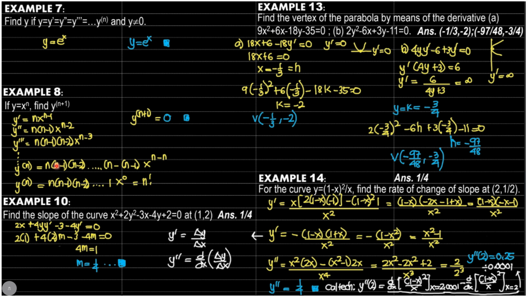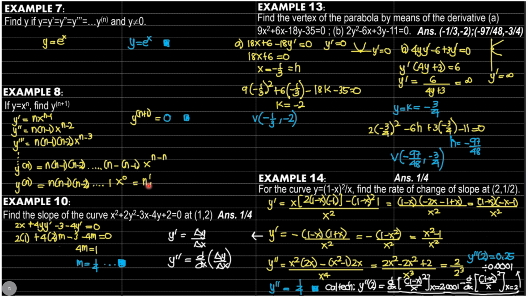So since this is n minus n, or simply 0, this is the nth derivative, which is n, n minus 1, n minus 2, n minus 3, until 1, and notice that that is n factorial. The product of n up to 1 is n factorial. Then x to the 0, which is 1, therefore n factorial times 1 is n factorial.